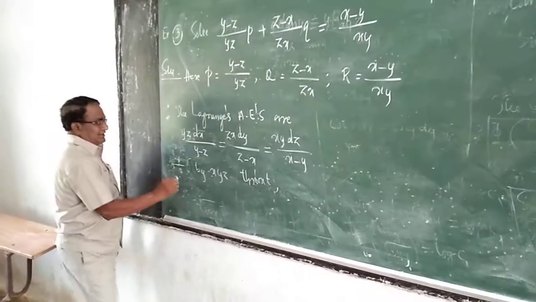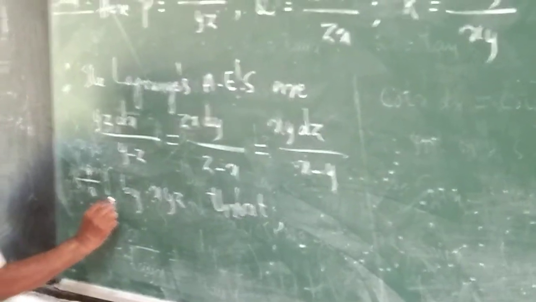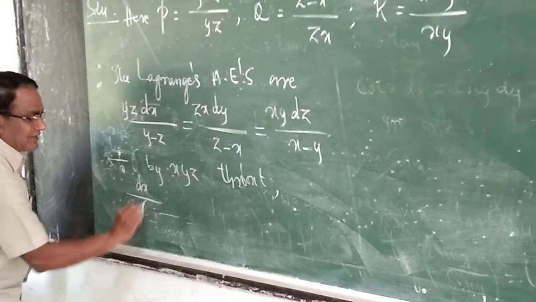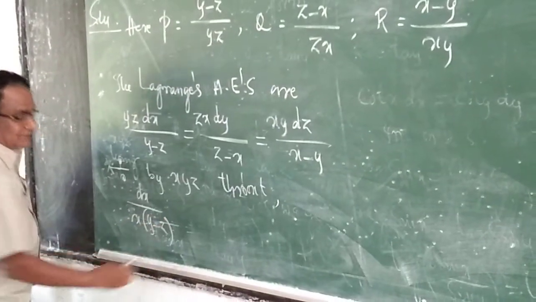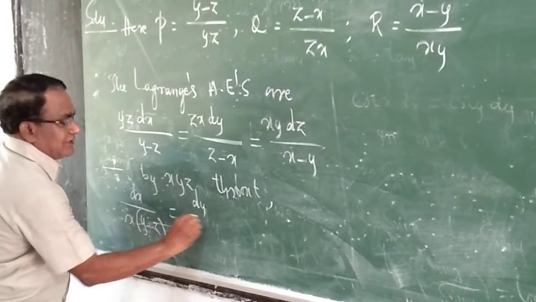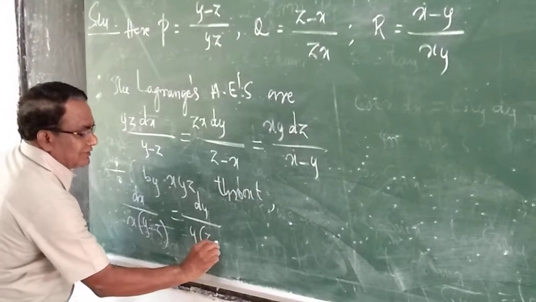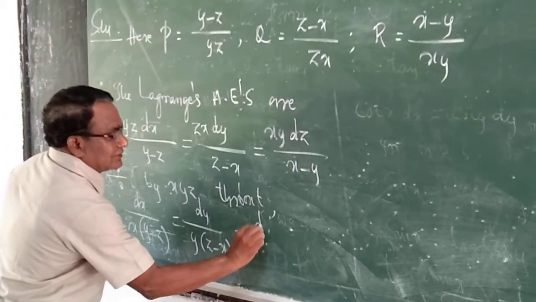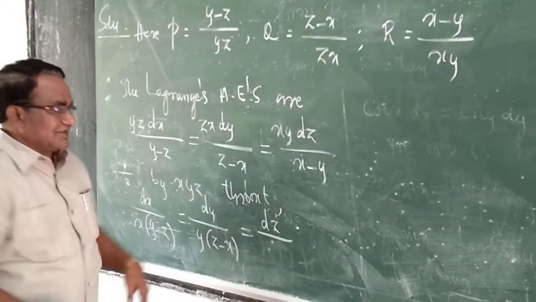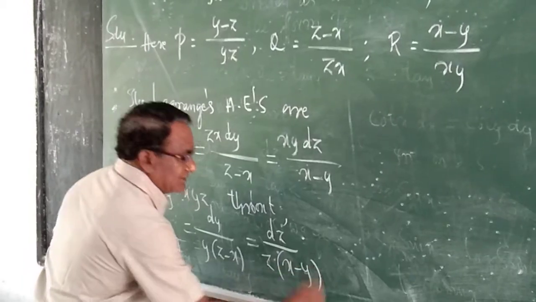What we are left with here is dividing by x y z. What do we get? dx divided by yz, where yz cancels, is x into (y minus z), equal to dy divided by zx, where zx cancels, is y into (z minus x), equal to dz divided by xy, where xy cancels, is z into (x minus y).